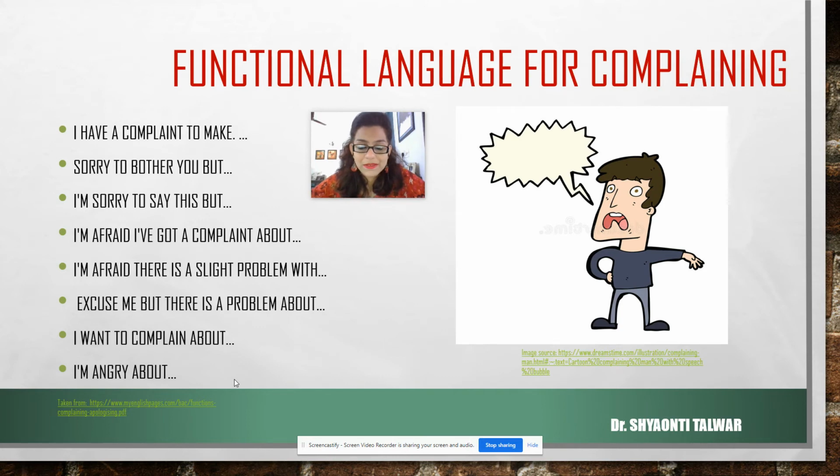I'm angry about... Now, an important thing I'd like to bring to your notice is that when the word complaint is a noun, you have a T at the end of the word. And when it's a verb, you do not have the T. It's plain complain, right? Now, if you look at the last one, I'm angry about, it's a pretty direct way of complaining. And we should not be using this structure unless we are really frustrated and fed up as a result of repeated complaints and no action being taken, right?